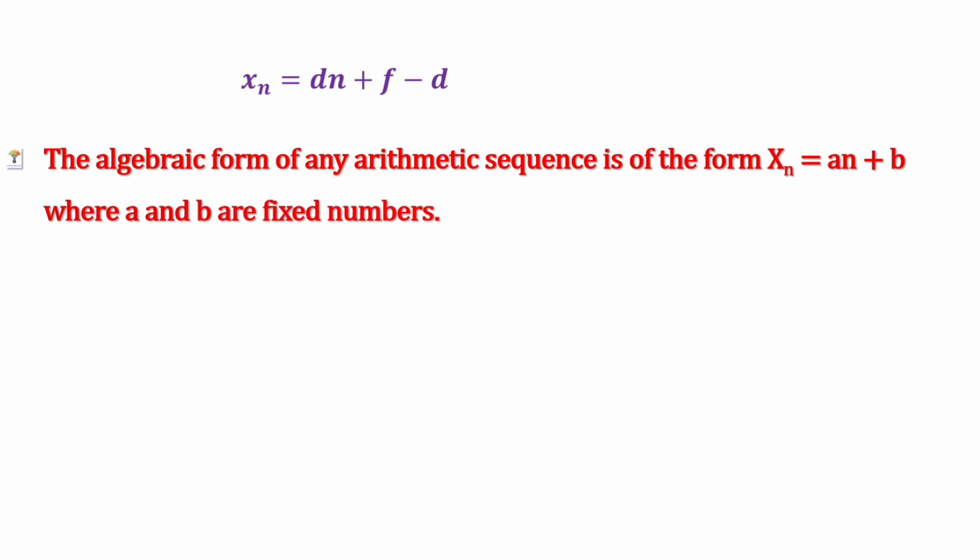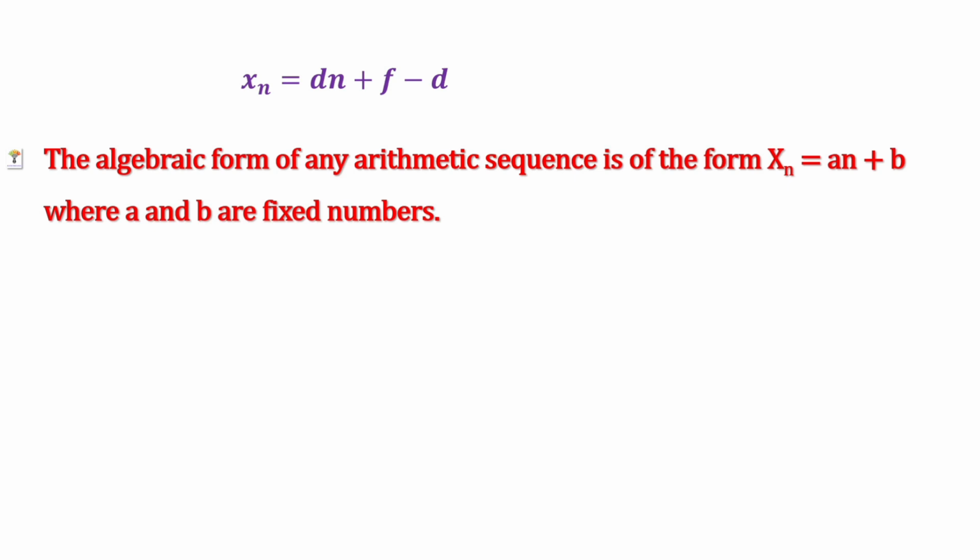where a and b are fixed numbers. What does it mean? In the algebraic expression of any arithmetic sequence, there is a term containing n, and after that there is a fixed number. In our examples, the algebraic expressions were xn equal to 3n minus 2. It is of the form an plus b, 3n plus minus 2. a is 3 and b is minus 2.